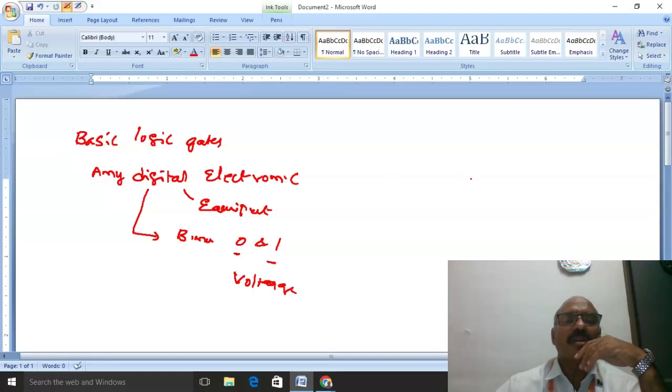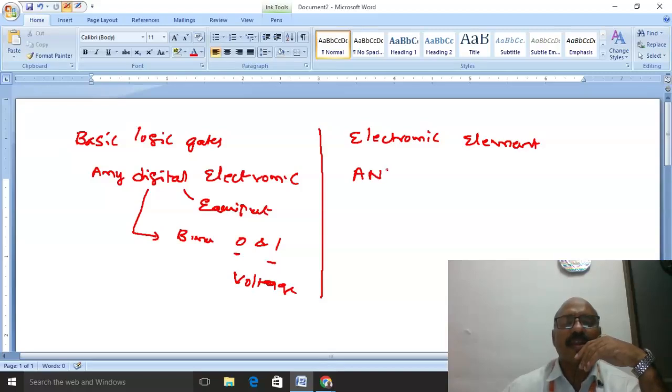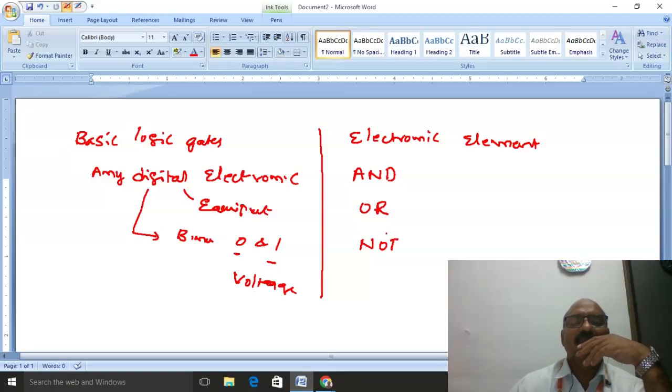So what are the basic things we are going to use to design any circuit? These are the basic electronic elements. Generally, there are three basic elements. First is the AND gate. The second one is the OR gate. The third one is the NOT gate. By combining these three gates, we form other gates: NAND, NOR, exclusive OR and XNOR. By using all these gates, we form the circuits.